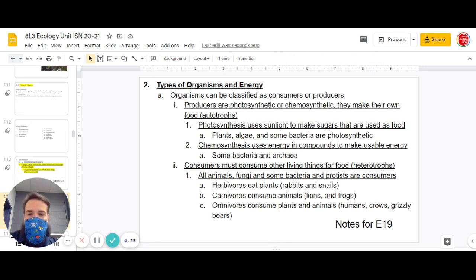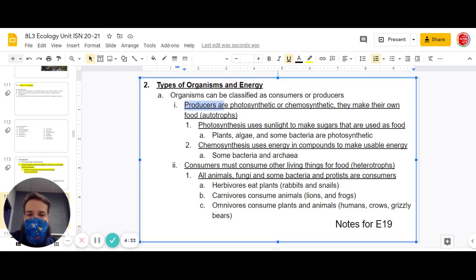All right, types of organisms and energy. Producers are either photosynthetic or chemosynthetic, and they make their own food. That's why they're called autotrophs. Troph means nutrient or food. Auto means self. So autotrophs make their own food.